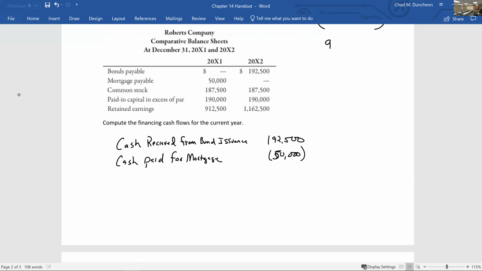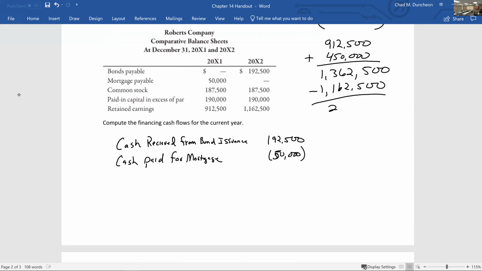Okay, so our beginning was 912,500. It told us, I'm not going to scroll, but it told us that our income was 450,000. You remember that from the beginning? So that means our new retained earnings should be 1,362,500, but it is actually 1,162,500. The difference of 200,000 being dividends that had to be paid out, because dividends make retained earnings go lower. So we would have cash paid for dividends.